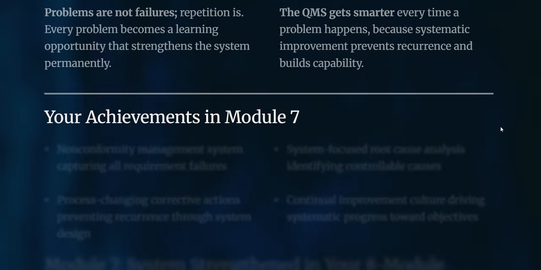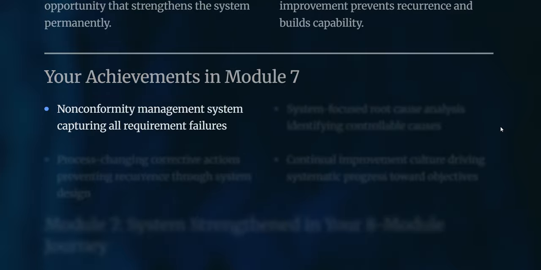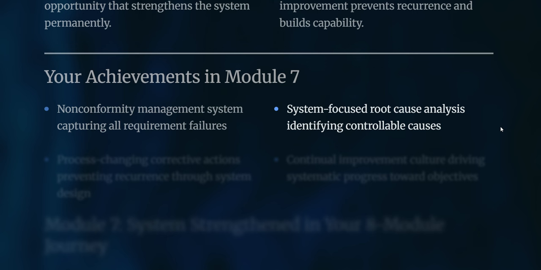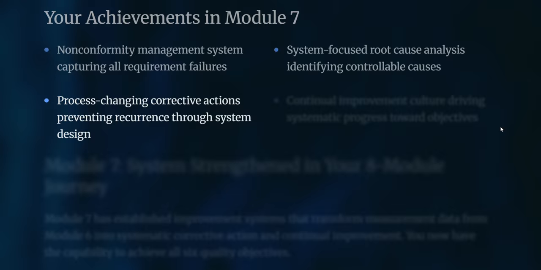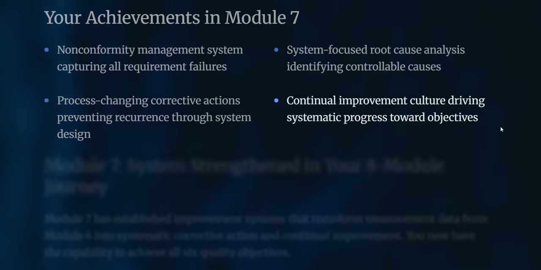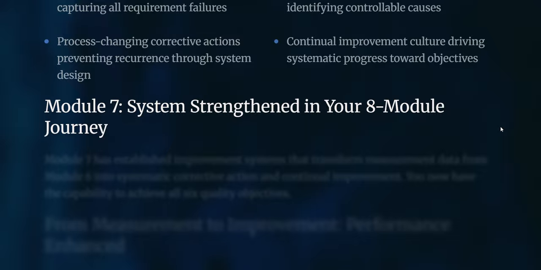Our achievements so far with Module 7 include a nonconformity management system capturing all requirement failures, system-focused root cause analysis identifying controllable causes, process change corrective actions preventing recurrence through system design, and also a continual improvement culture driving systematic progress toward all objectives. Module 7 system is strengthened in your Module 8 journey.